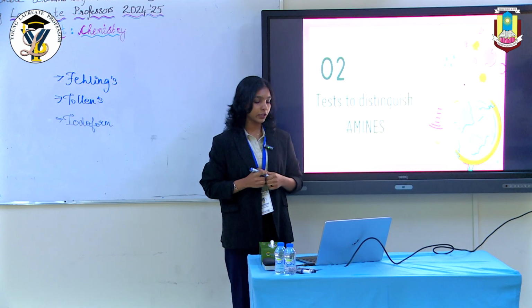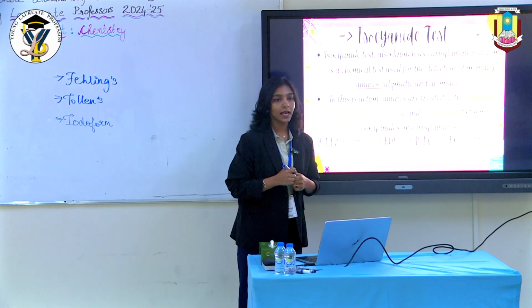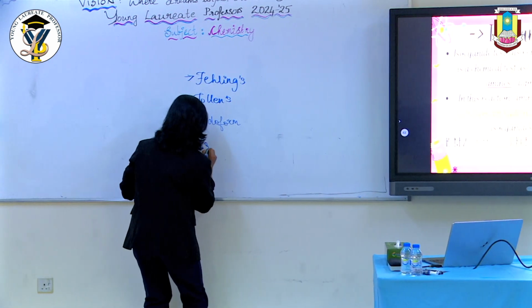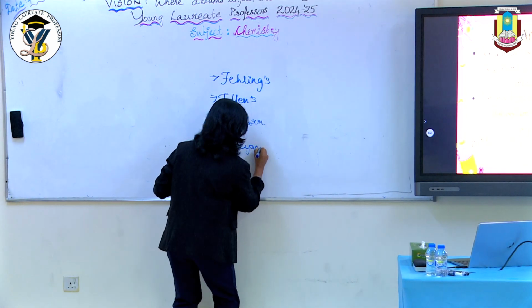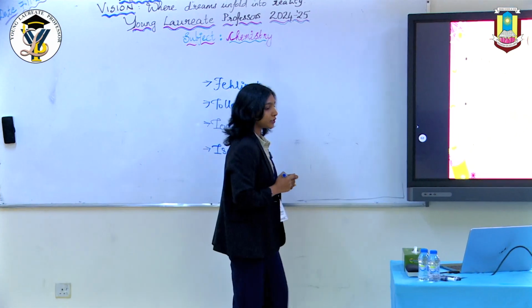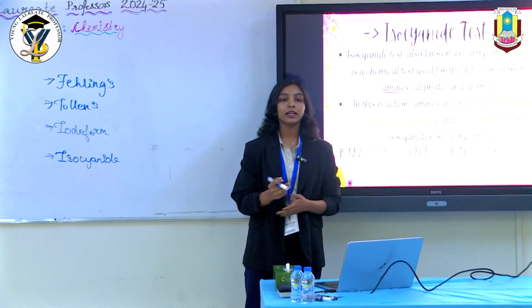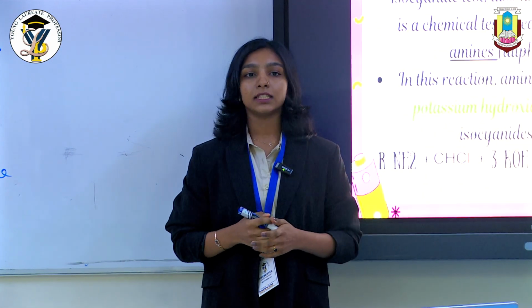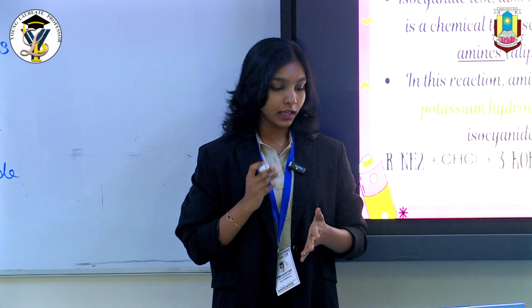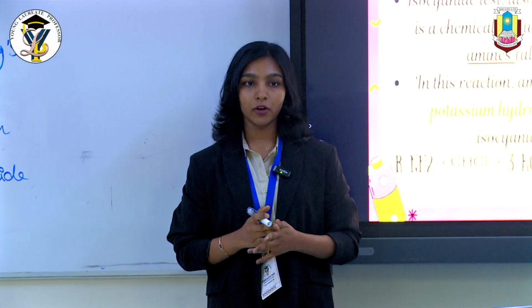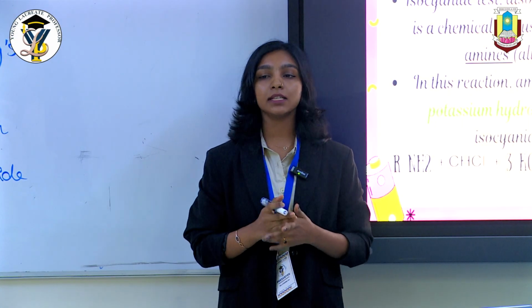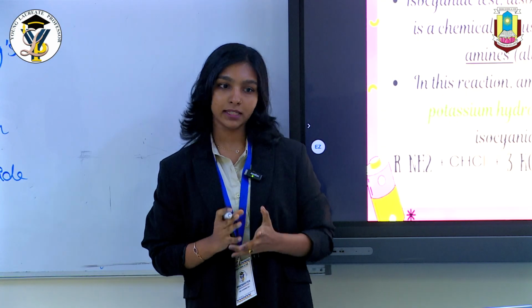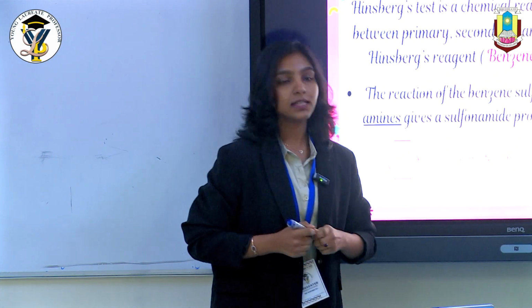Next are those tests to distinguish between various amines, and first is isocyanide test. Isocyanide test is also known as carbylamine reaction, and it is used for distinguishing primary amines, which is aliphatic and aromatic. So in this reaction, primary amines are treated with ethanolic potassium hydroxide and chloroform, which is CHCl3, and it results in the production of RNC, which is isocyanides or carbylamines, and they are actually foul smelling substances. Next is Hinsberg's test.